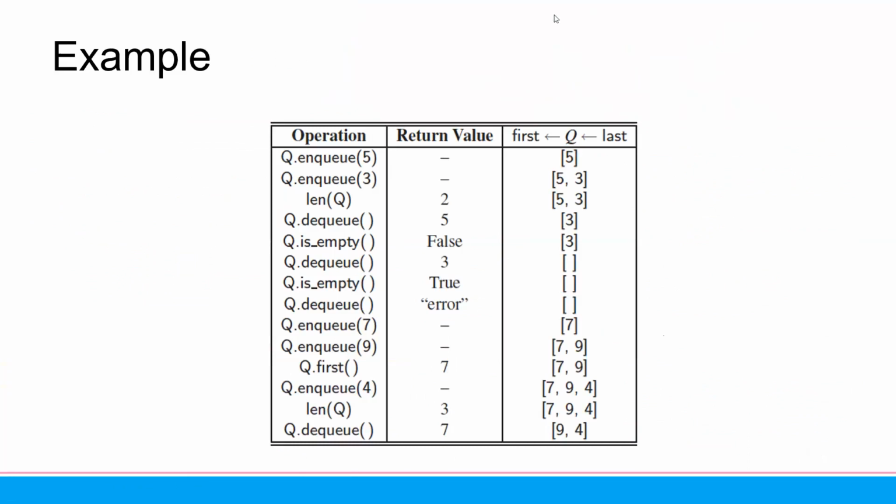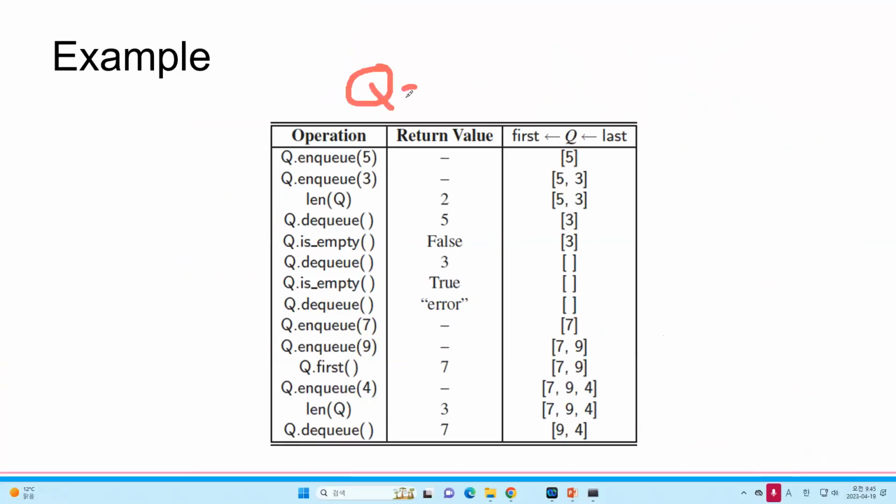So let's say we have the queue. The queue is an empty list. Q.nq(5). So I will have the element 5. Q.nq(3). Yeah, the return value will be nothing. And now Q will be 5, 3. If I want to check the length of the Q, it is 2. And then I have the Q as 5, 3.